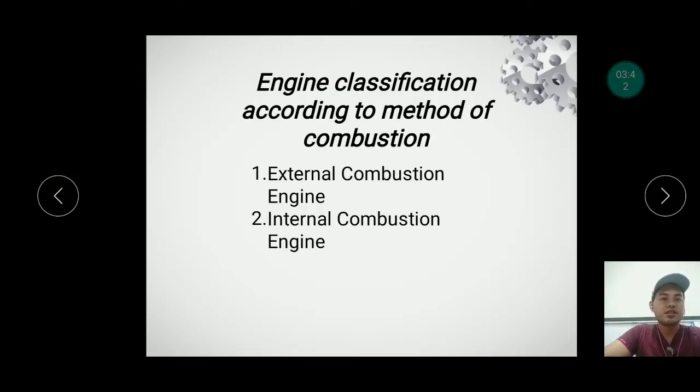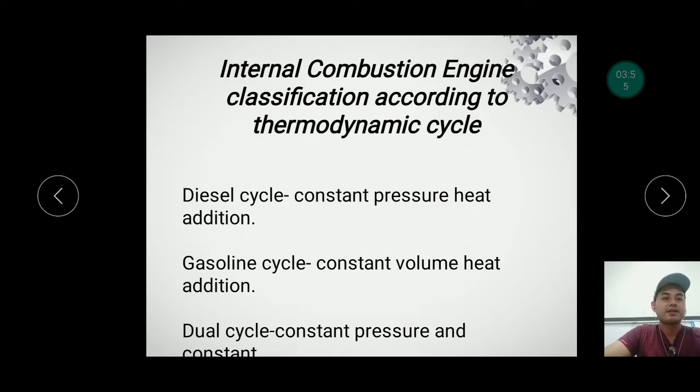Engine classification according to the method of combustion. There are two types of method of combustion in engines: the external combustion engine and the internal combustion engine. According to thermodynamic cycle, we have the diesel cycle, constant pressure heat addition, the gasoline cycle, constant volume heat addition, and the dual cycle, constant pressure and constant volume.